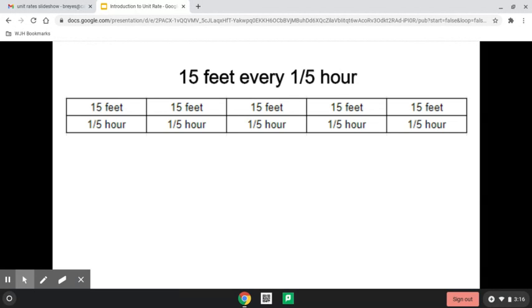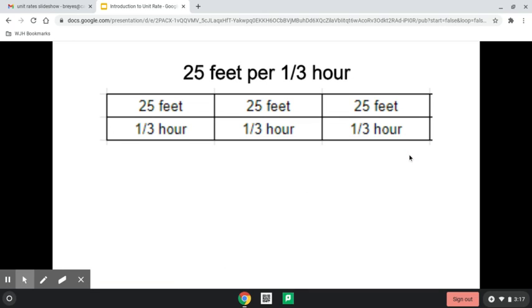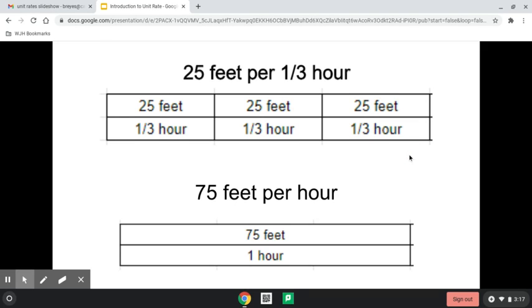This next unit, as far as what we're learning in math, is going to be all about taking rates like this and simplifying them into something more like this. Now, if a snail moves at 25 feet per every 1/3 of an hour, how far would that snail go in 1 whole hour if it doesn't change its speed? If you said 75 feet, you are correct. That means the snail moves at 75 feet per hour.